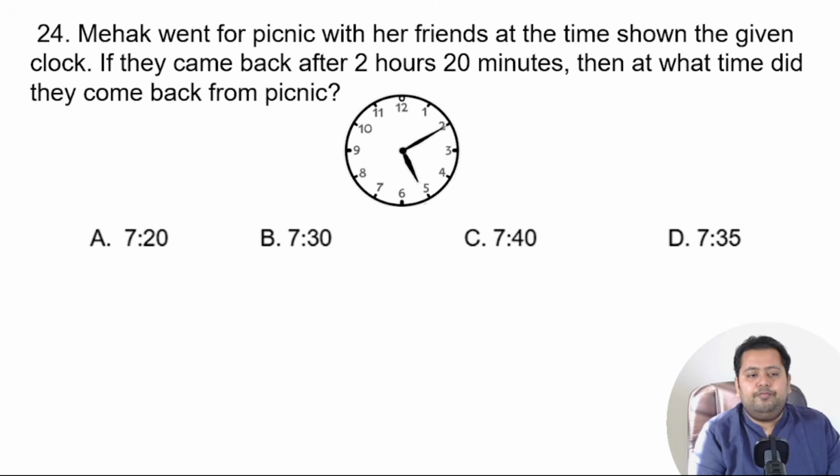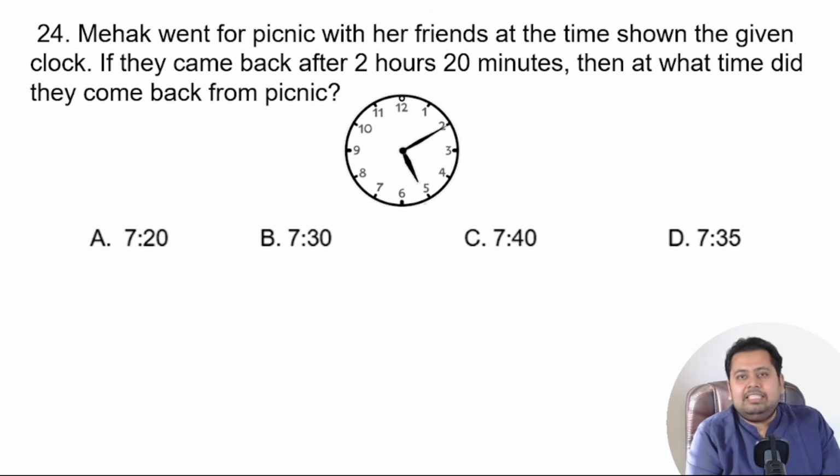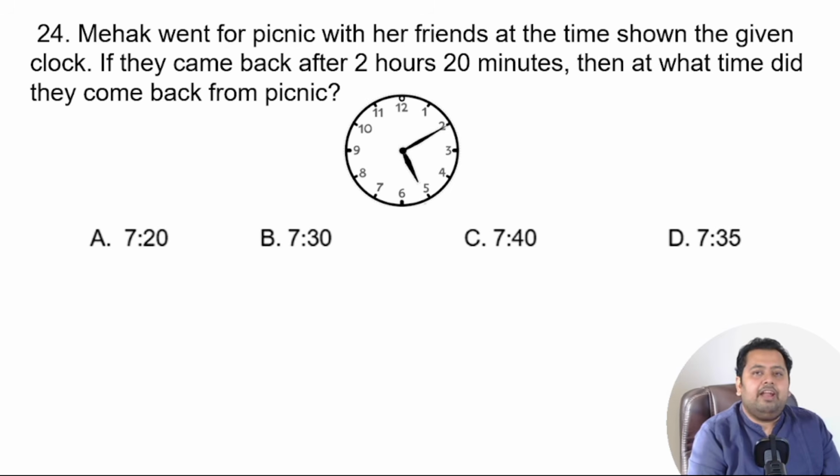Question number 24 says Mehak went for a picnic with her friends at the time shown in the given clock. So in the given clock, there is some time being shown, and Mehak leaves for the picnic at that point of time. If they came back after 2 hours and 20 minutes, then at what time did they come back from the picnic? Again, I'll run a timer of 3 seconds. You pause the video, solve it, and we meet the other side.